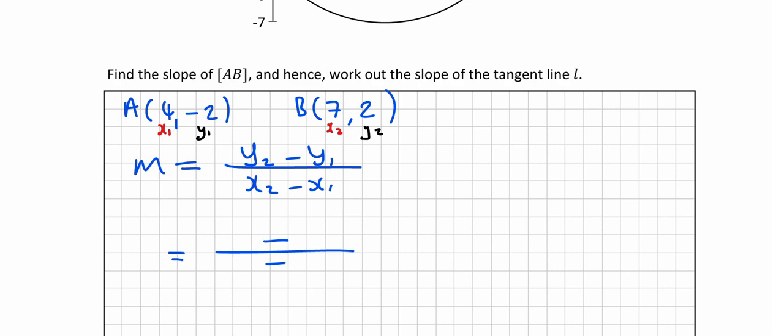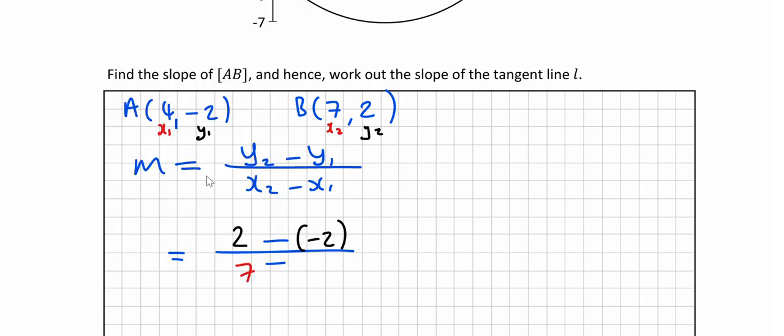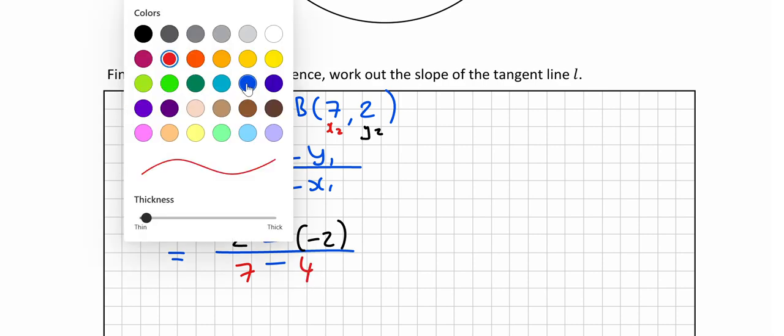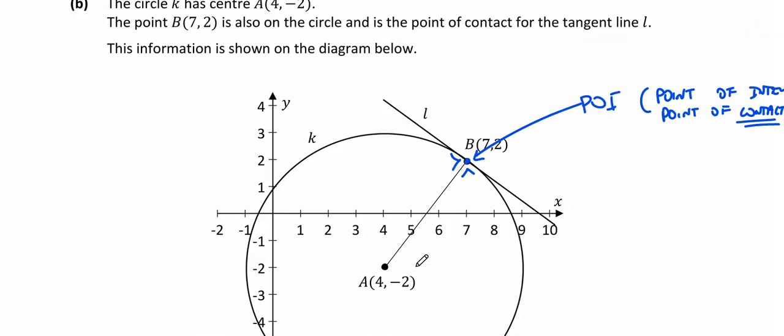Set it up. Fill in. Y2 is 2. Y1 is minus 2. Make sure you put in brackets. X2 is 7, and x1 is 4, and now you fire that into your calculator and you'll get an answer of, looking to me like 2 plus 2 is 4 over 3, and hopefully that's correct, 4 over 3. Now, as I was telling you up here, the slope of this line here, we'll call it M1 for short. That slope there is 4 over 3.